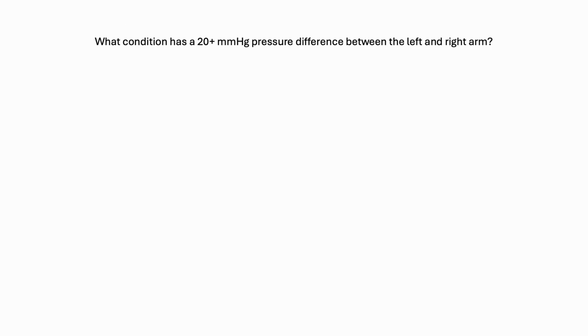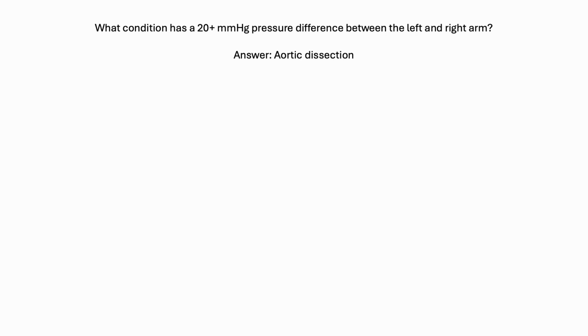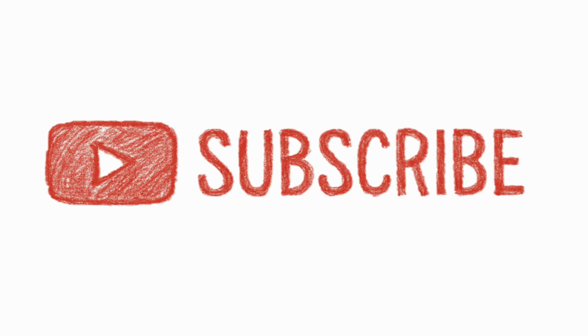What condition is going to have a 20 plus millimeters of mercury pressure difference between the right and the left arm? It's going to be an aortic dissection. All right, that is all for now.